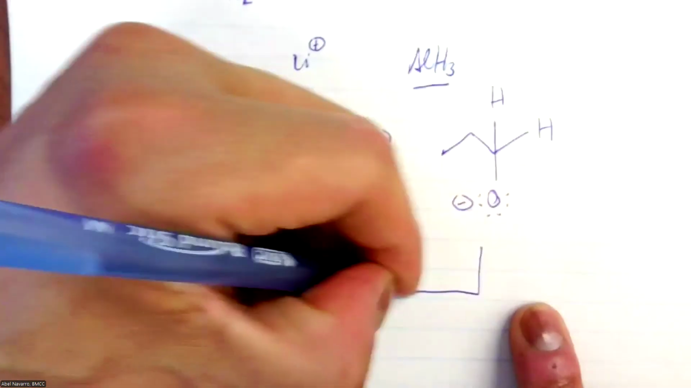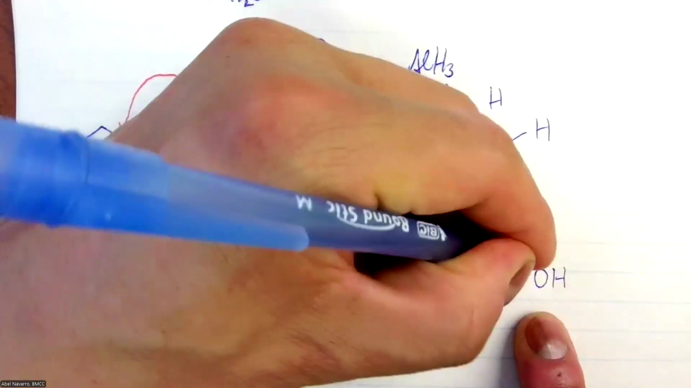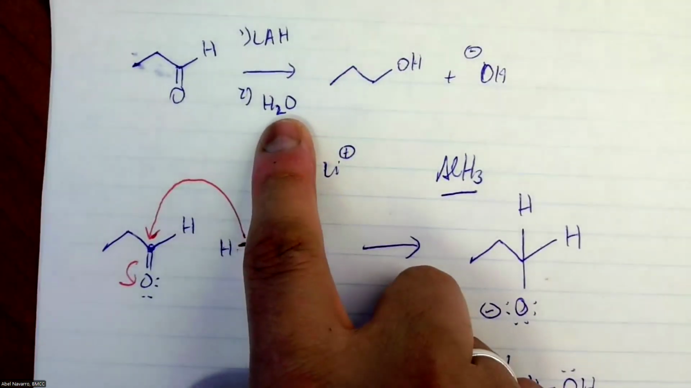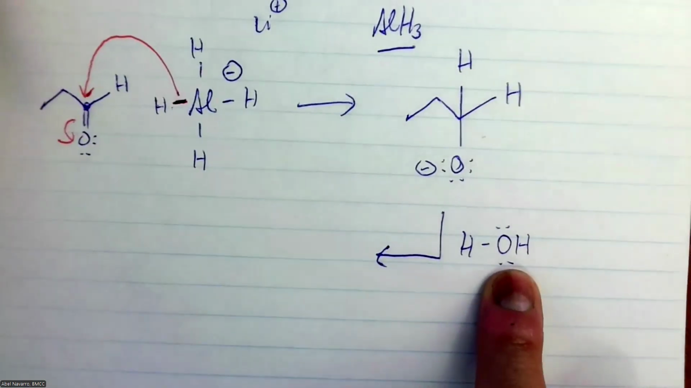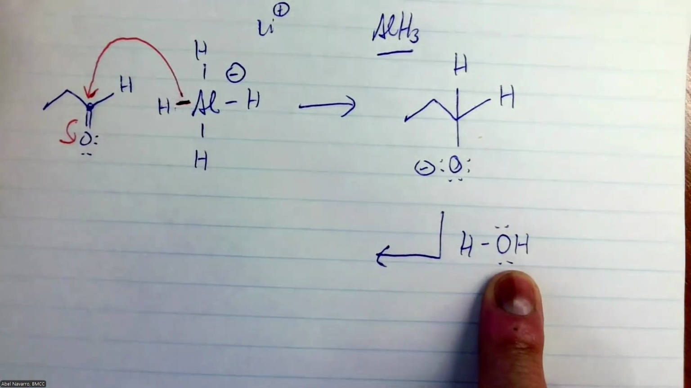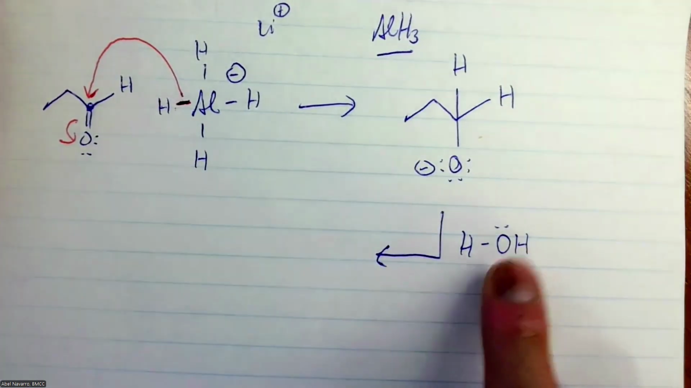Then the next step is the addition of water. Not H3O plus. You have to look at what you have here. In this case, they're telling me to add water, so I have to use water. Is it wrong if I use H3O plus? Yes, of course it's wrong, because you're not giving H3O plus, you're giving water.